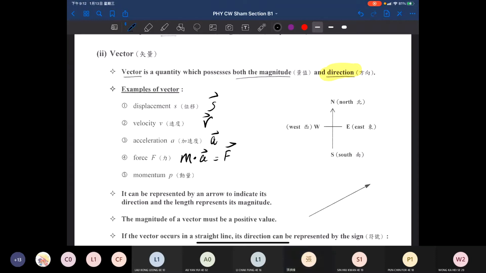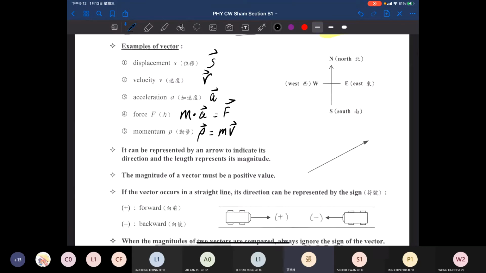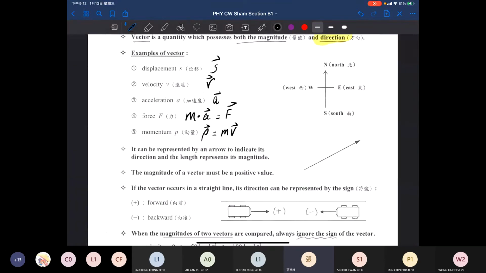Okay. Momentum also, because it is multiplied by the mass and the velocity. Velocity is a vector. So scalar times vector becomes a vector. Okay. So normally it can be represented by an arrow to indicate the direction and the length represents the magnitude.